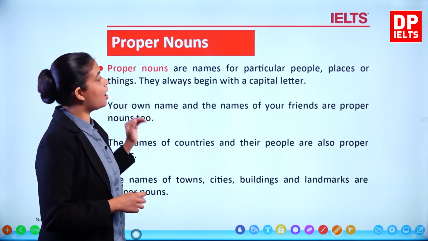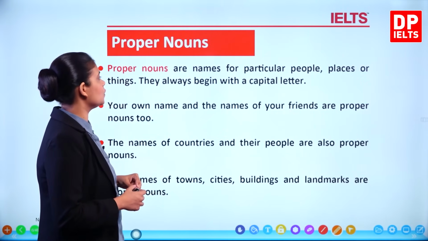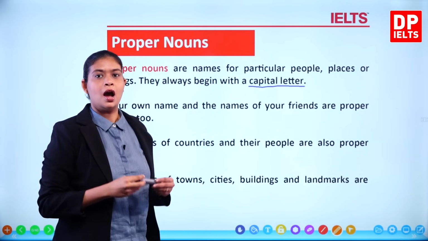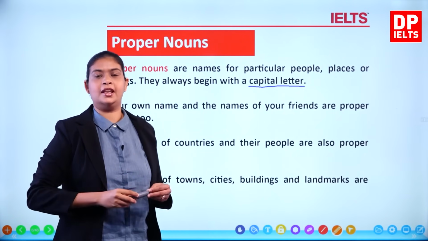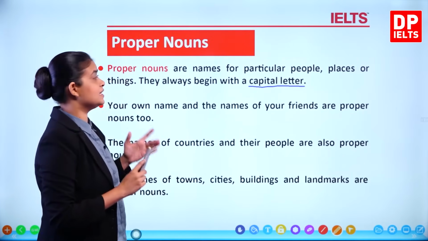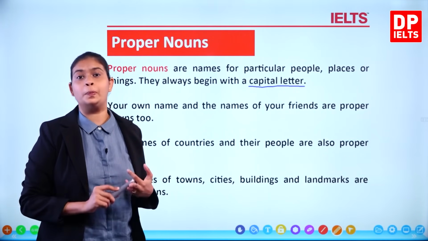Proper nouns are names for particular people, places or things. They will always begin with a capital letter, right?